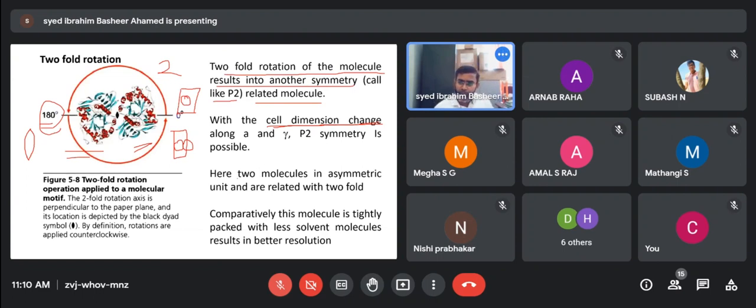Here, two molecules in the asymmetric unit are related by two-fold symmetry. Comparatively, this molecule is tightly packed, and you will have a lesser amount of solvent, resulting in a very nice resolution. Here I am using another term, asymmetric unit. So what is this asymmetric unit? I will tell you.